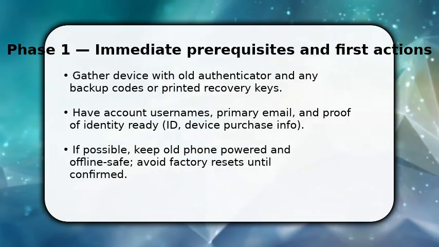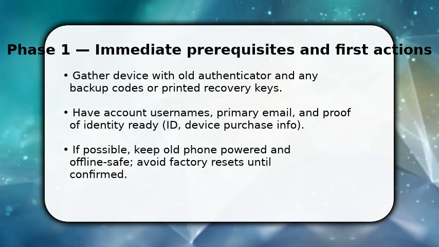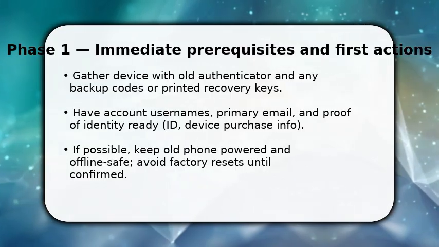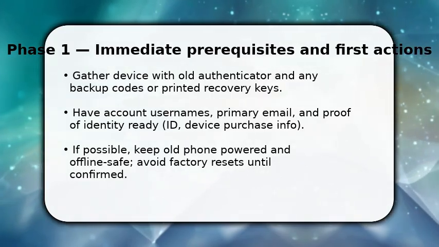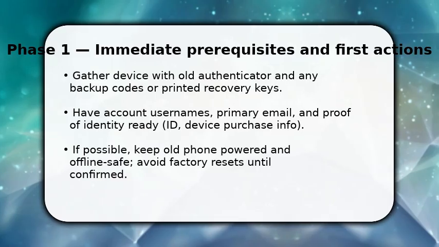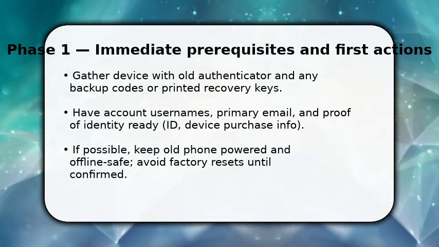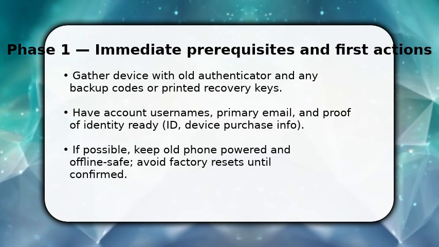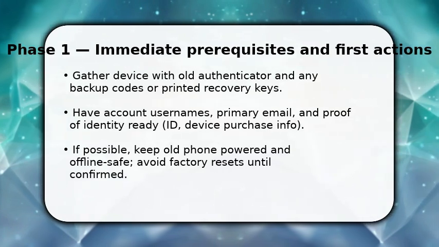Once done, check whether the Authenticator app shows codes. If it does, export or screenshot QR keys now. If it doesn't, note the account's recovery options, because you will need them for the next step. Contact or automated recovery flows require specific identity detail.